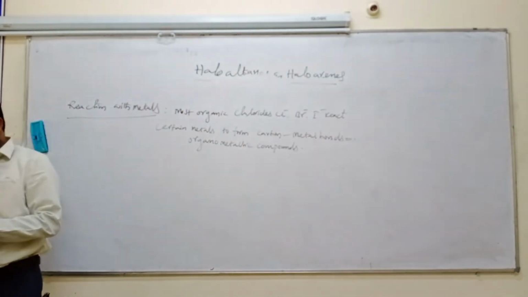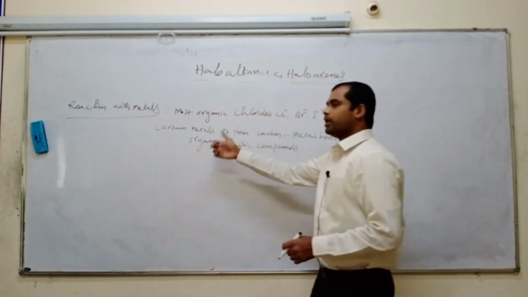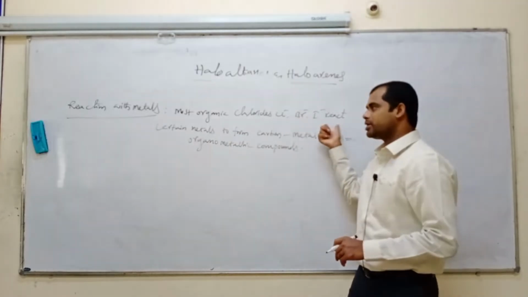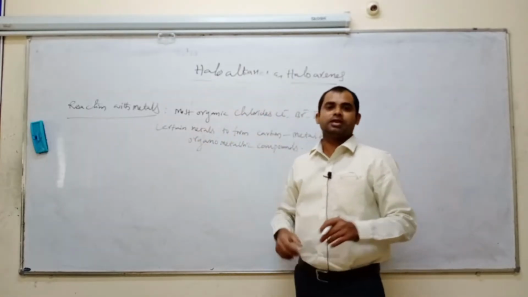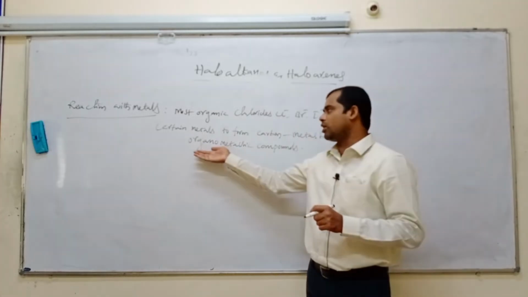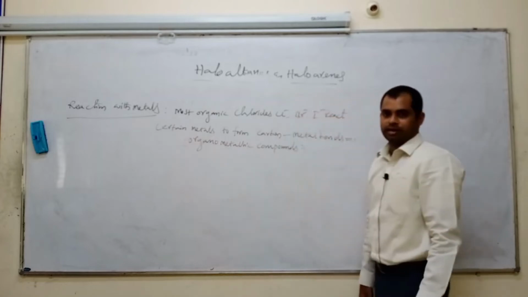So how are these organometallic compounds formed? Generally, most organic chlorides, bromides, or iodides react with certain metals to form carbon-metal bonds. These compounds are called organometallic compounds.